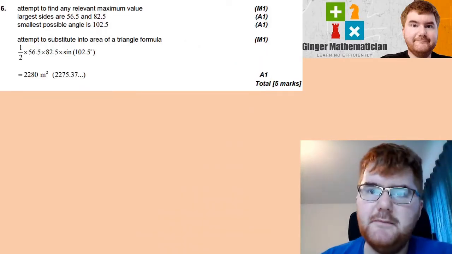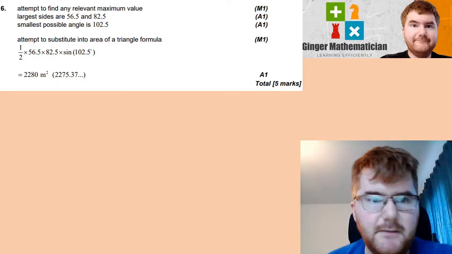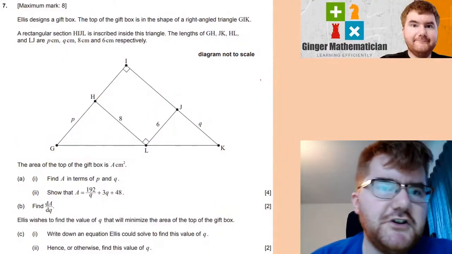Okay, and you can see the mark scheme here and see where you pick up those 5 particular marks. Notice the accuracy mark right at the end. And on to question 7.